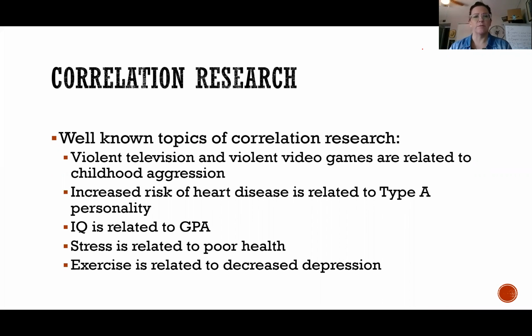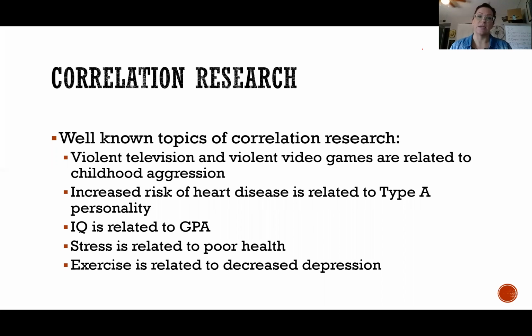I'm sure you've heard of some of these, like violent television and violent video games. We have seen the violent media is related to childhood aggression. It's a relationship. An increased risk of heart disease is related to type A personality. If you recall from Psych 101, type A personality is those people who are highly critical of others as well as themselves, very kind of perfectionistic and rigid in their thinking.